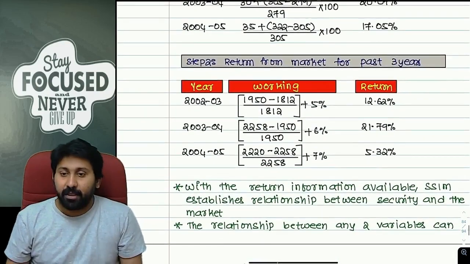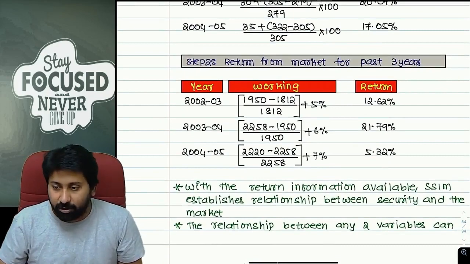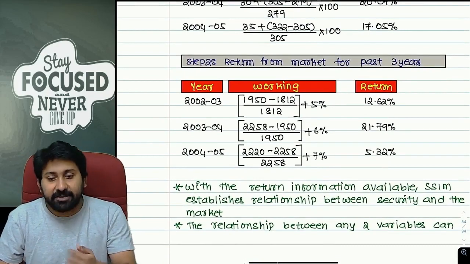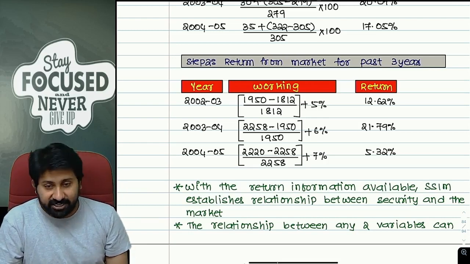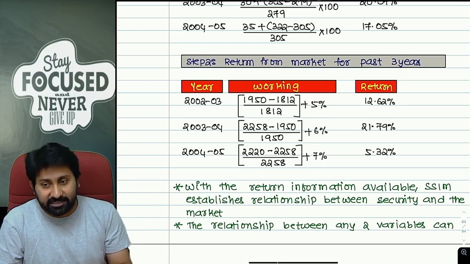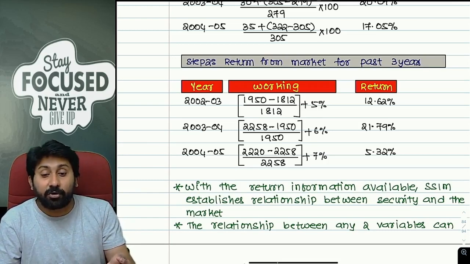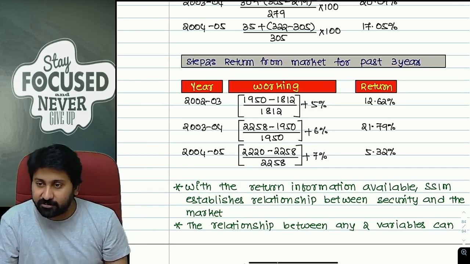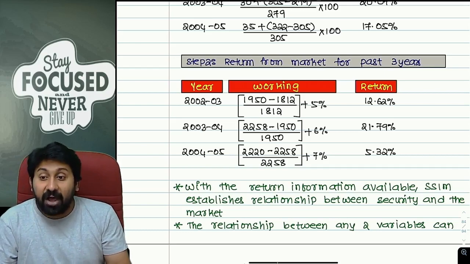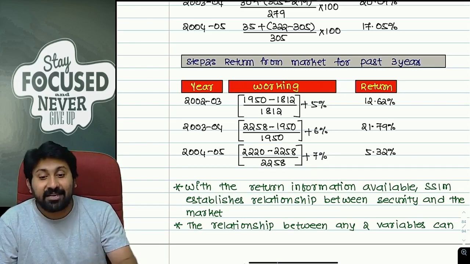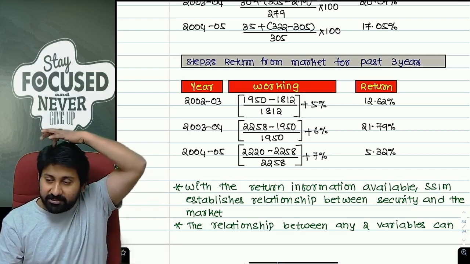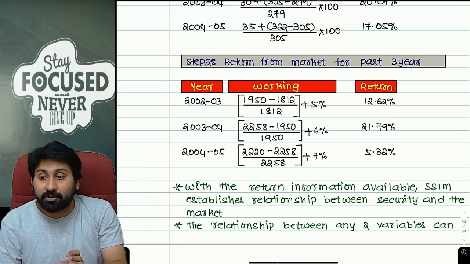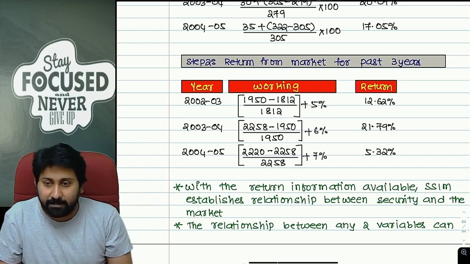Listen carefully. Now we are going to establish a relationship between market and the security. Not only just a relation establishment, we are going to understand how the market is going to affect the security. We are going to analyze what, sir? How the market is going to influence the security. That measure is called as a beta.